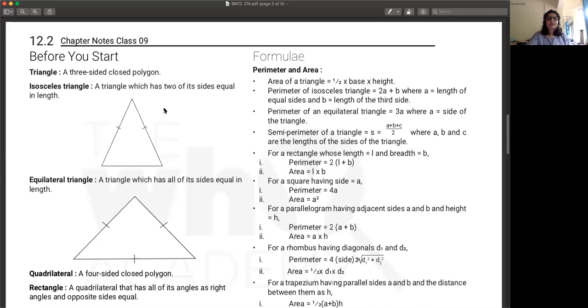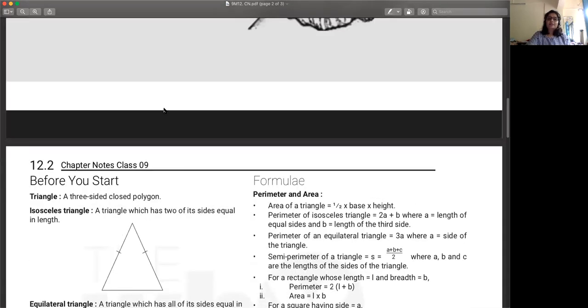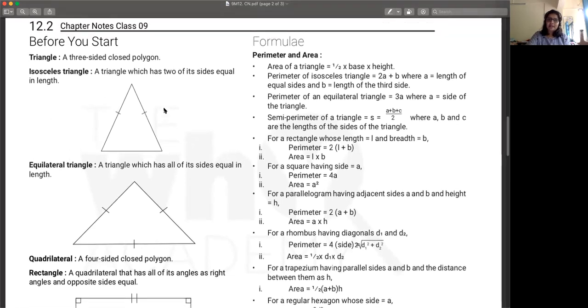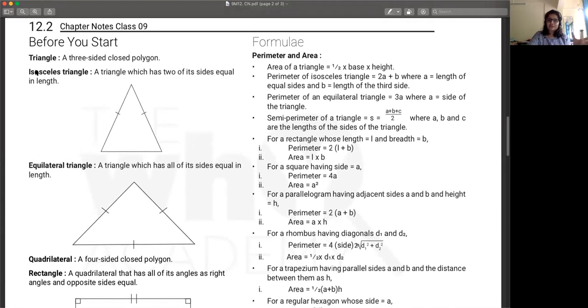Share. Yeah. So Heron's formula, the name of the chapter, is primarily applicable only for triangles. It gives you the area of a triangle. So when we talk about the area of a triangle, what is a triangle? A three-sided closed polygon. So basically a shape that has three sides, three lines. All right.